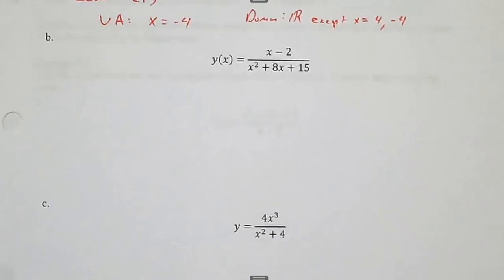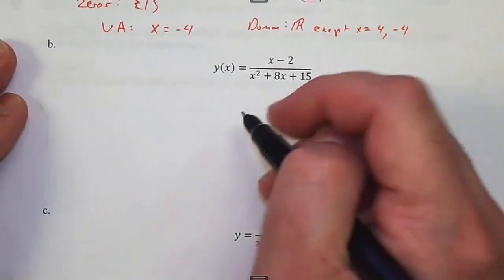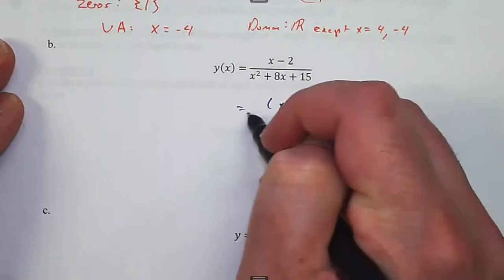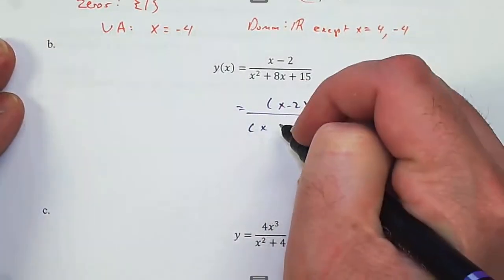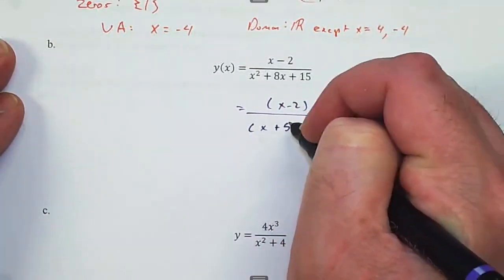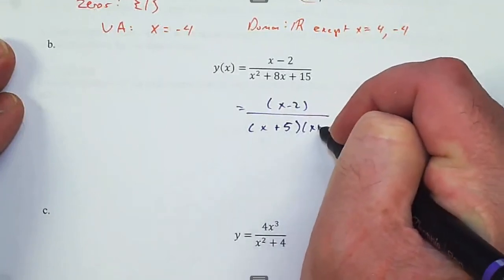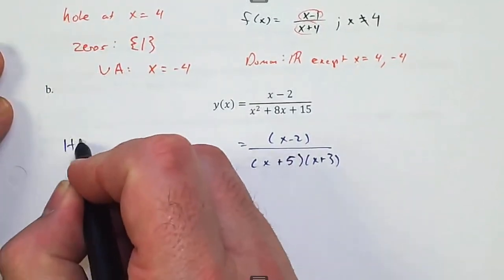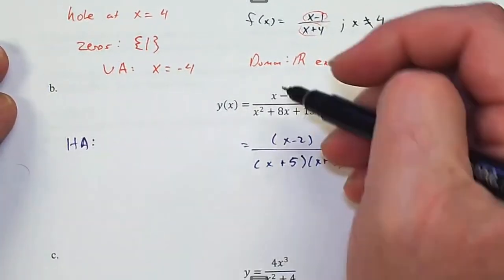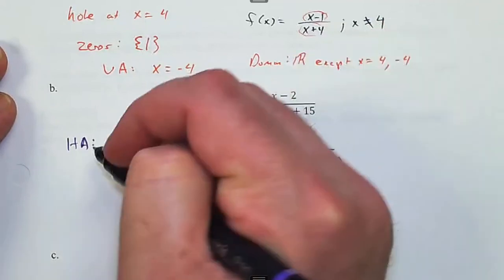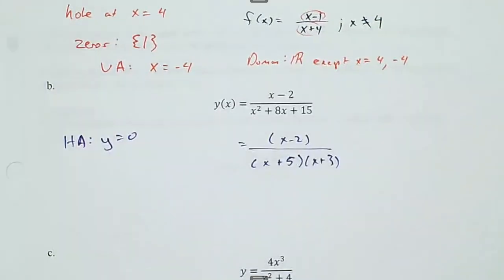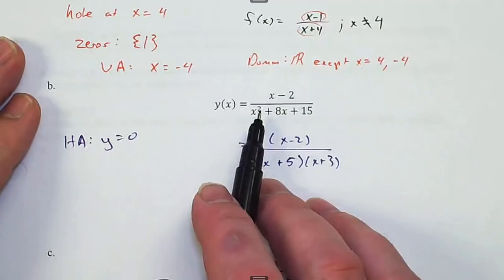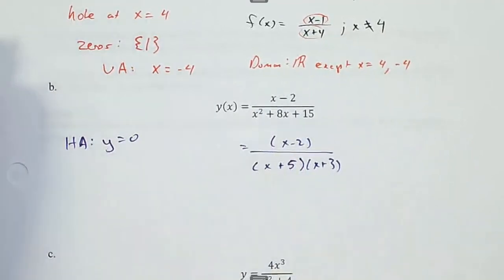All right. We have x minus 2 over x squared plus 8x plus 15. And I can factor this. And actually, I forgot to state the horizontal asymptote. I actually like to do that before I factor. The degree on bottom is bigger than the degree on top, so that means it's y equals 0. You don't have to compare anything. If the degree on bottom is bigger than the degree on top, the horizontal asymptote is y equals 0.